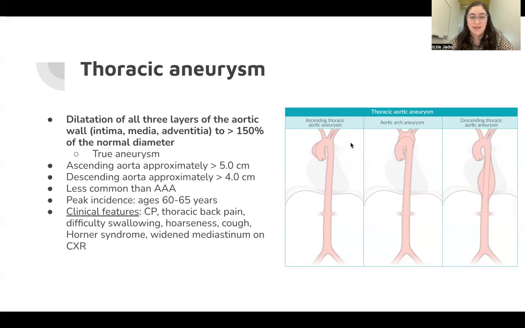Hoarseness, because depending on the dilation or aneurysm, you could get the recurrent laryngeal nerve affected. So just thinking about that, especially when we're working in this area. Another interesting finding could be Horner syndrome, and on a chest x-ray, you would see a widened mediastinum.